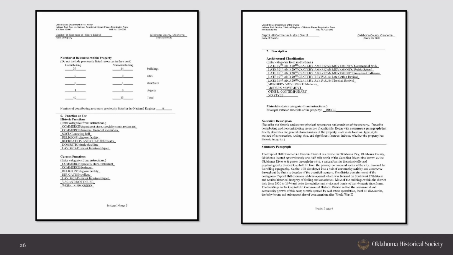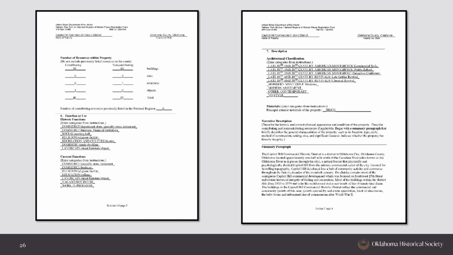Before it can be considered eligible for the National Register, you have to have at least 50% or more contributing to the actual district. You can have objects and structures along with this. For example, the object was the entrance sign going into Capitol Hill. It was considered historic. And then functions are used, number 6.